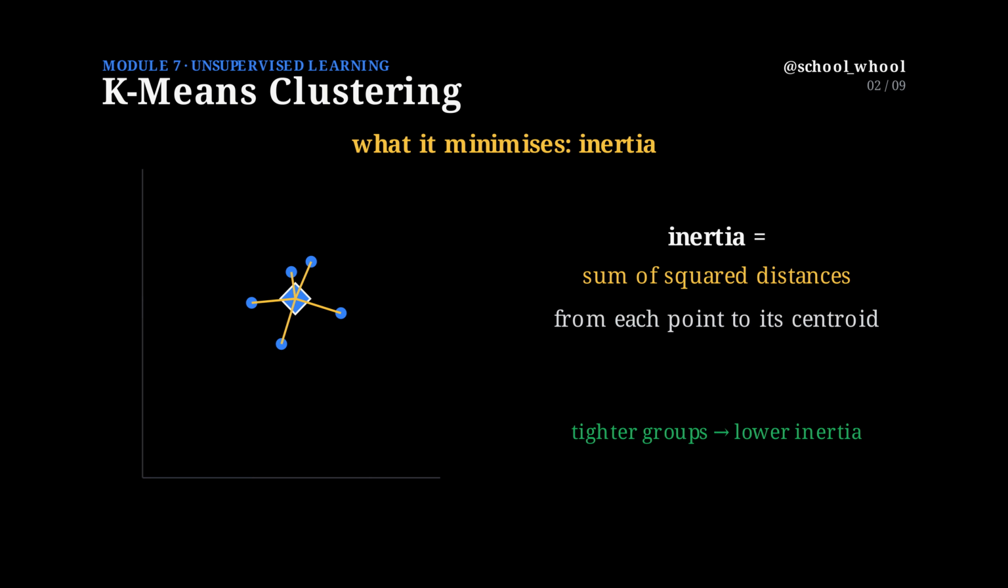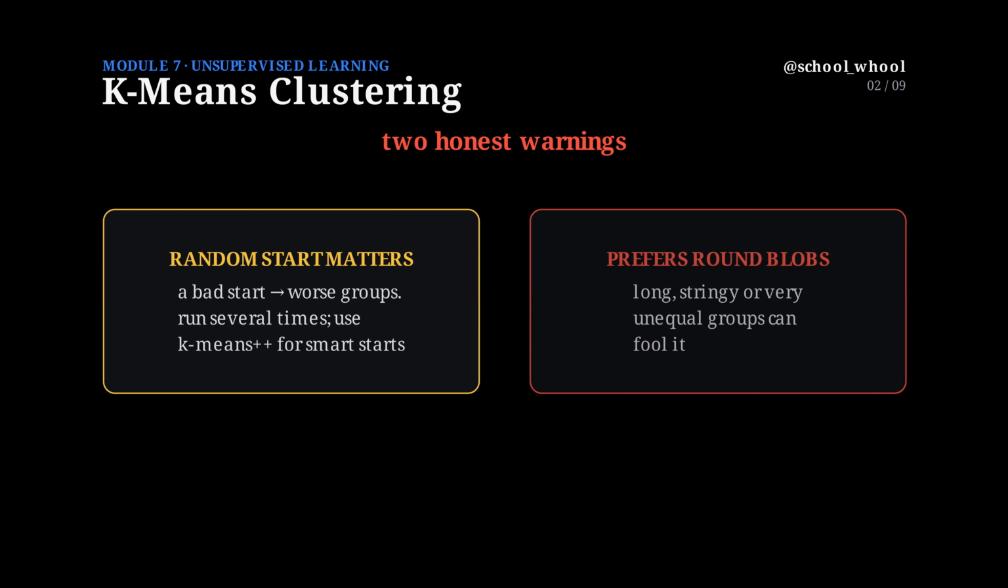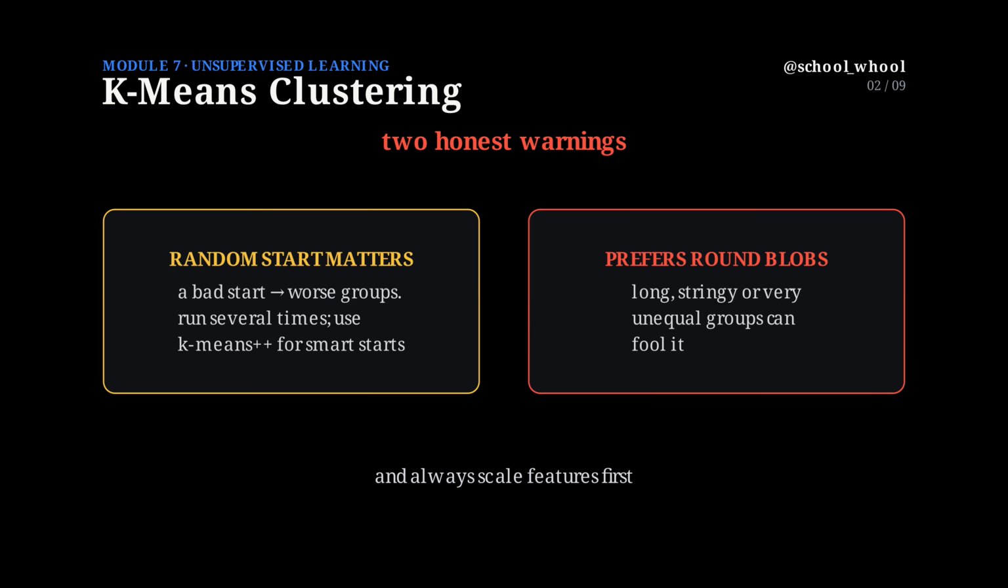2 honest warnings. First, the random starting spots matter. A bad start can give a worse answer, so k-means is usually run several times and the best kept. A smarter start called k-means++ does this for us. Second, k-means loves round, evenly sized blobs. Long, stringy, or very different sized groups can trip it up.